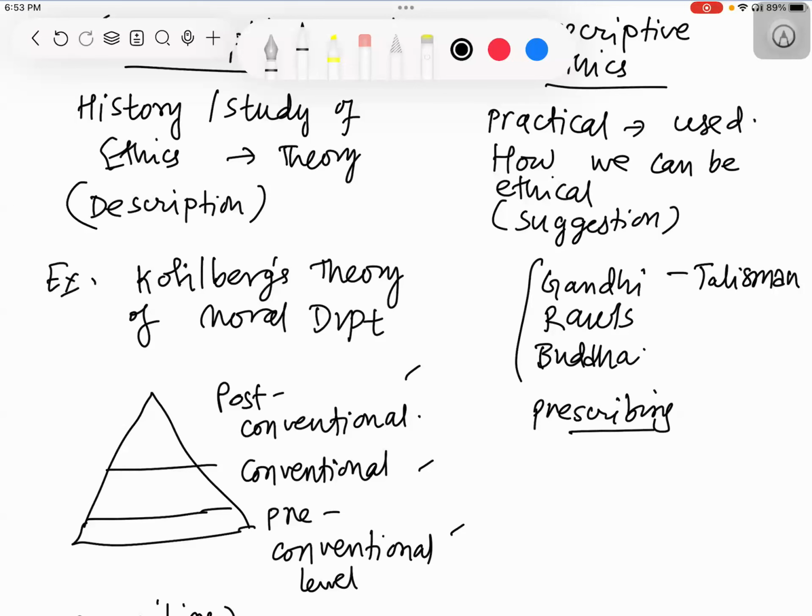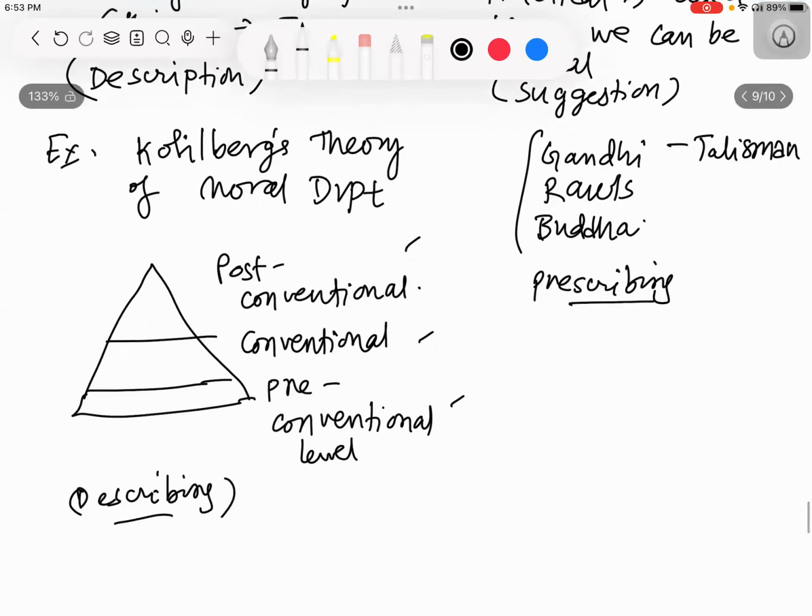Rawls is saying how we should do justice to the society. We should do justice because justice will ensure fairness in the society, right? So they are all prescribing something, that how you should behave with other people.